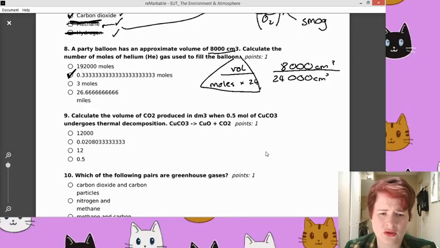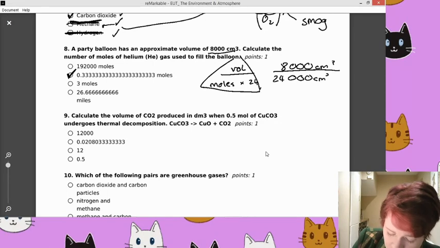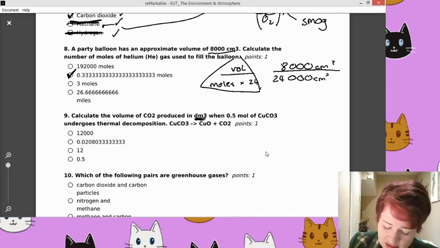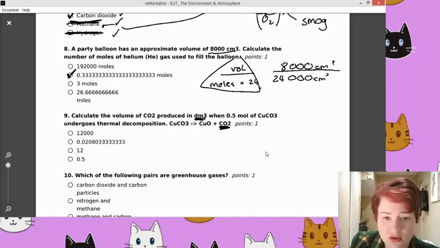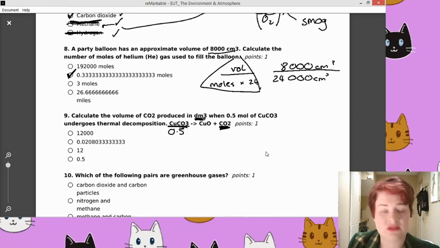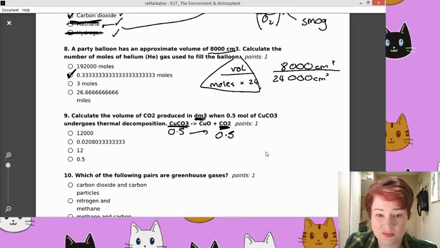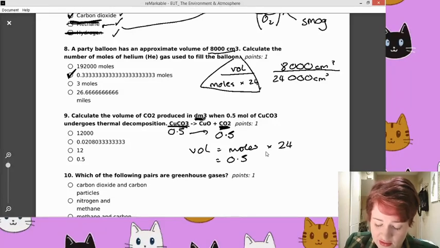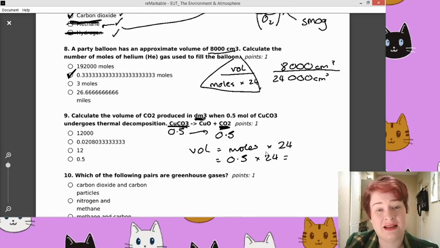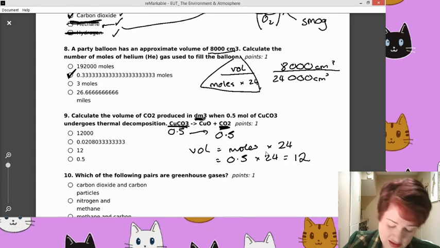So, number nine, calculate the volume of CO2 produced in decimeter cubed when 0.5 mol of that thing undergoes thermal decomposition. Okay, so we're calculating the volume of this when we've got 0.5 of that. Well, don't forget what we did for these is if you had one of the CuCO3, you'd have one of the CO2. So if there's 0.5, then you've automatically got 0.5 of that one. And then it's just a case of applying the formula triangle from before. So the volume is going to equal the moles times 24. It's asked for it in decimeter cubed, so I'm going to leave it as 24. The moles was 0.5. 0.5 times 24, times by 0.5 is the same as dividing by 2, so 12, and it's the third option there.